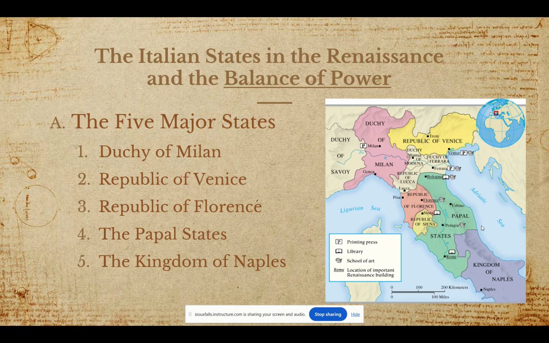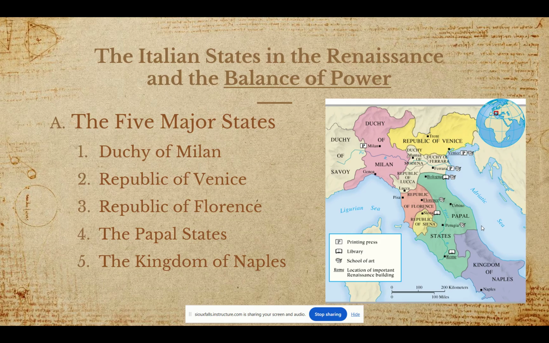But as the Great Schism happened, and as we start to see this period where we had two to three different popes and the papacy was moved to Avignon, right, in southern France, we start to see the rise of other city-states like Urbino, Bologna, Ferrara.